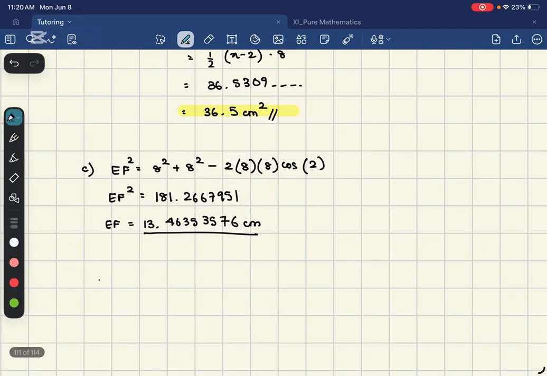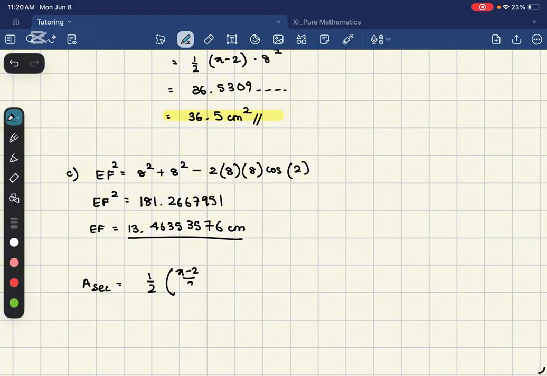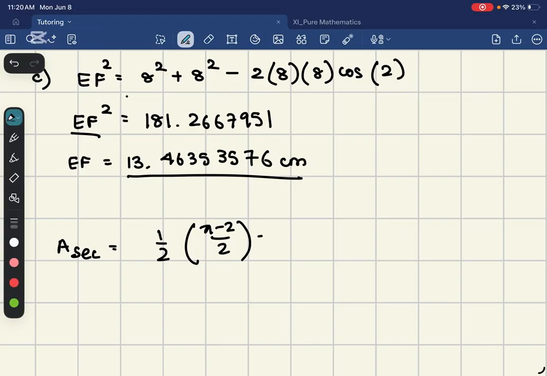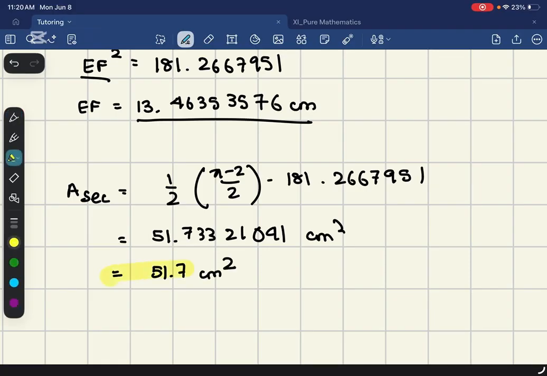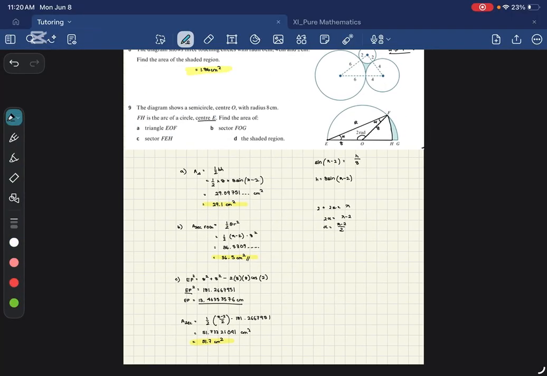That is the angle. And using everything, the area of the sector is going to be half, the angle is pi minus 2 divided by 2, and your radius squared, which is EF squared. We are going to use 181.2667951, right? And if you substitute this into your calculator, you are going to get 51.7332141 centimeters squared, which is just going to be 51.7 centimeters squared to 3 significant figures. All right. And the final part, so we are done with A, B, and C.